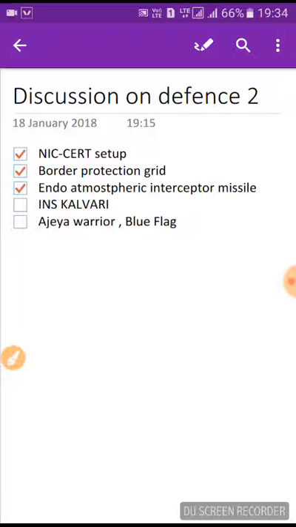Next is INS Kalvari. It is a very big achievement of India. The biggest achievement is that it is India's first Scorpion submarine, and it is the first of 6 Scorpion class submarines. India has entered into Scorpion class submarines. It means INS Kalvari is the first of 6 Scorpion class submarines.